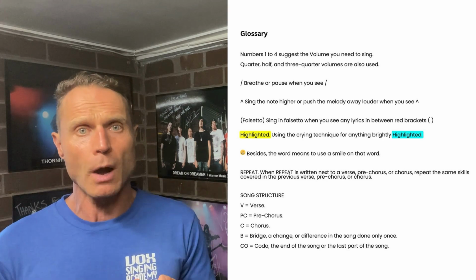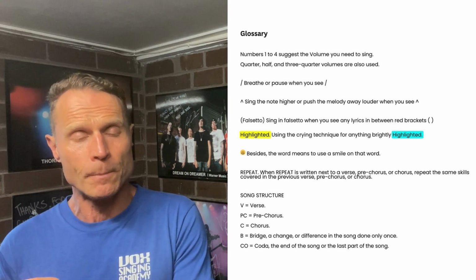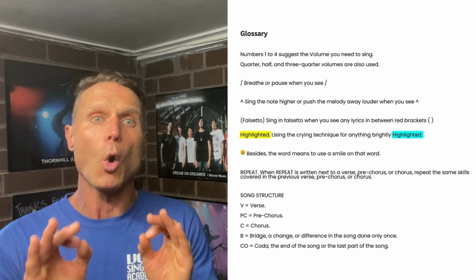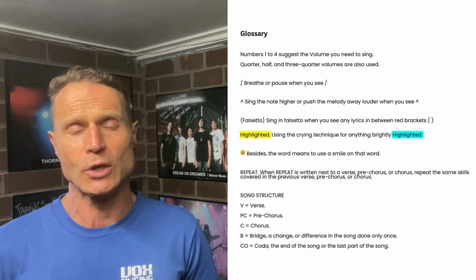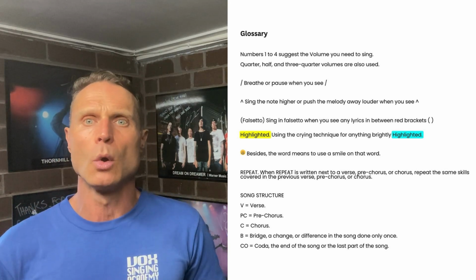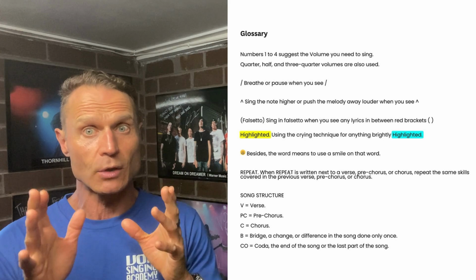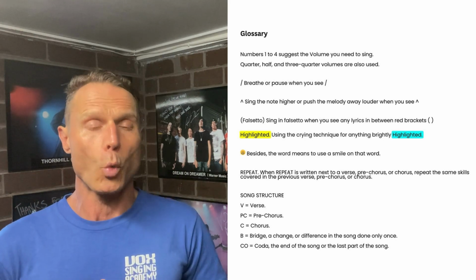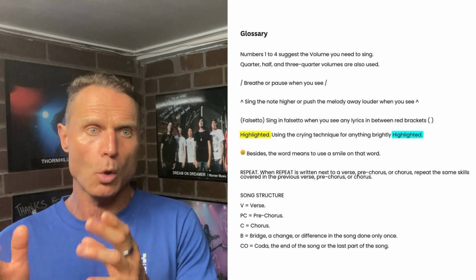If you see a smile next to a word, that means I want you to smile more on that particular word when you're singing it. For instance, I don't want you to go like, it's going to sound different. So please smile when you see a smile next to a word.